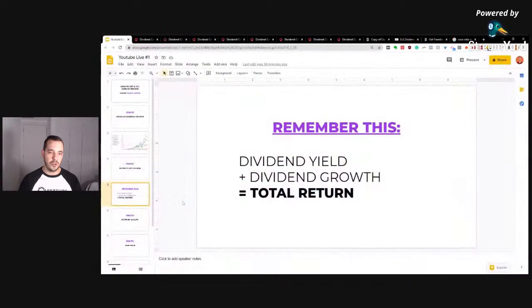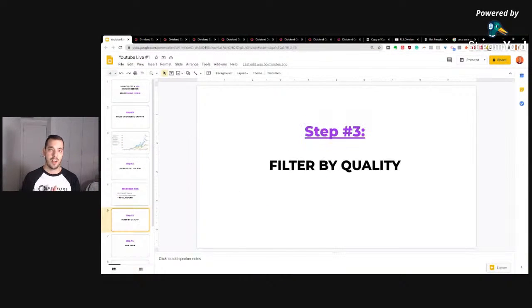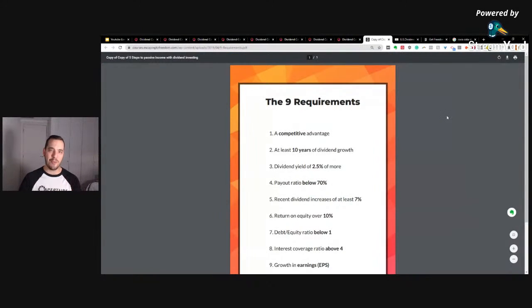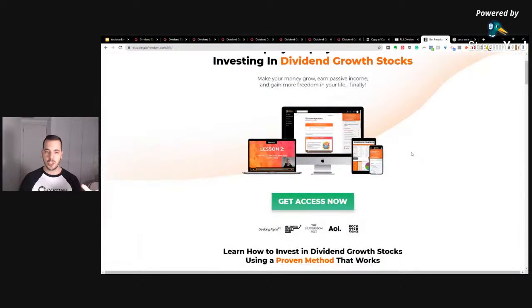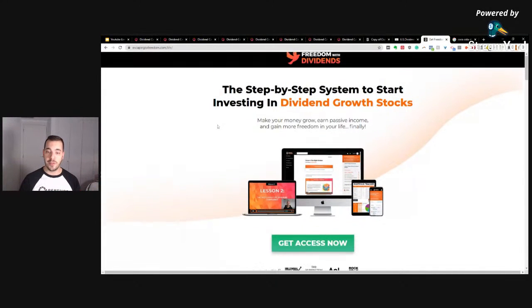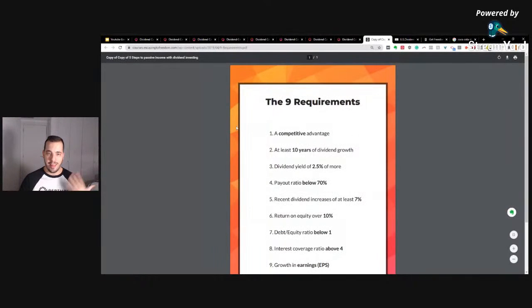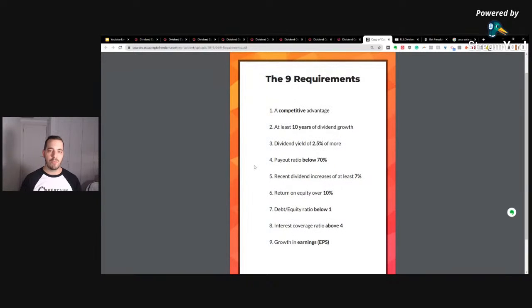So let's move on to step number 3, guys, and that is to filter by quality. Like I said, this is perhaps the tougher bit of information. This document, I actually offer with my paid course, by the way. I'm not selling you this course, Freedom with Dividends, but I just want to show you that this document is what my customers get. This is the process that I've manually created over the years. It doesn't necessarily guarantee you'll get great results, but it 99% guarantees it. I think if a company satisfies all of these 9 requirements and you buy it at a decent price, you're going to do really well.